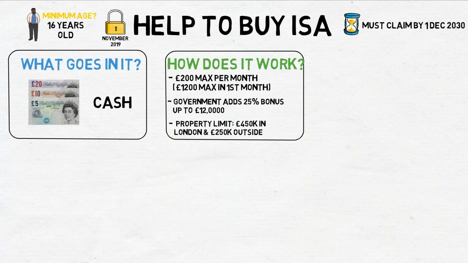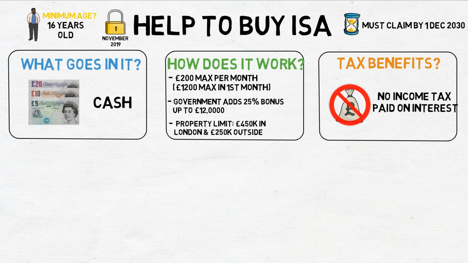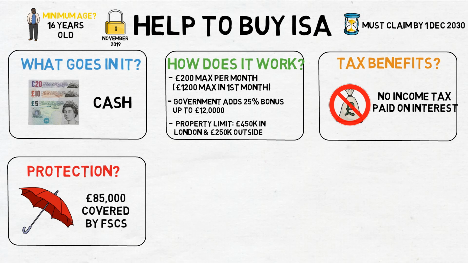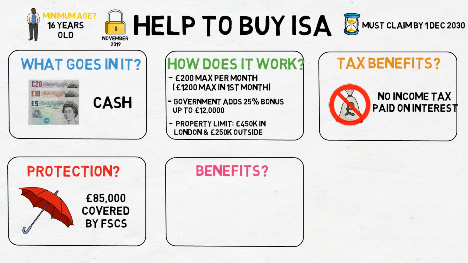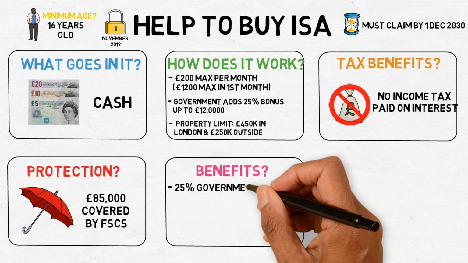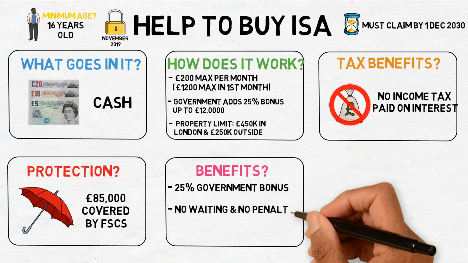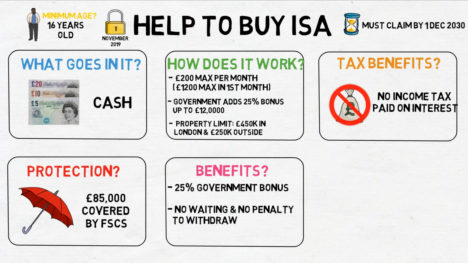So if you won't buy by 2030 or you won't be buying in the next year, then it's best to transfer to a LISA, which allows you to save more money per year, and the bonus is not capped at £3,000. Your money is protected by the Financial Services Compensation Scheme up to £85,000. Additional benefits of the Help to Buy ISA include the 25% government bonus, which you can use towards your completion deposit. Also, unlike the LISA, you do not have to wait a year to be eligible to claim the bonus, and you are not penalised for withdrawing money.